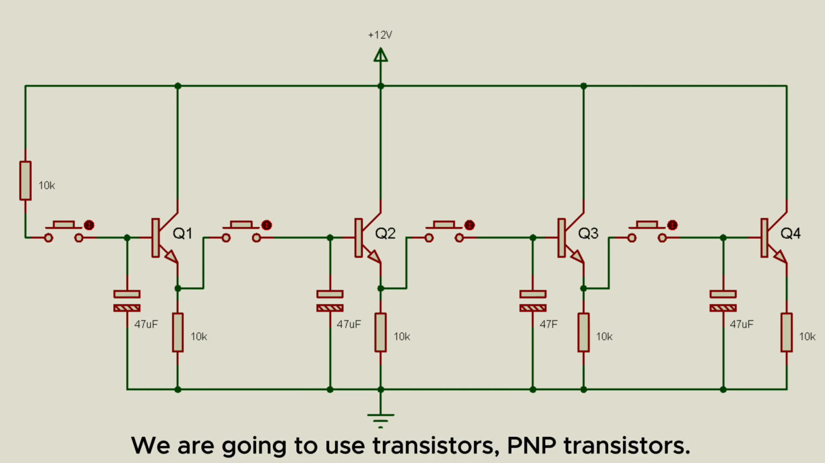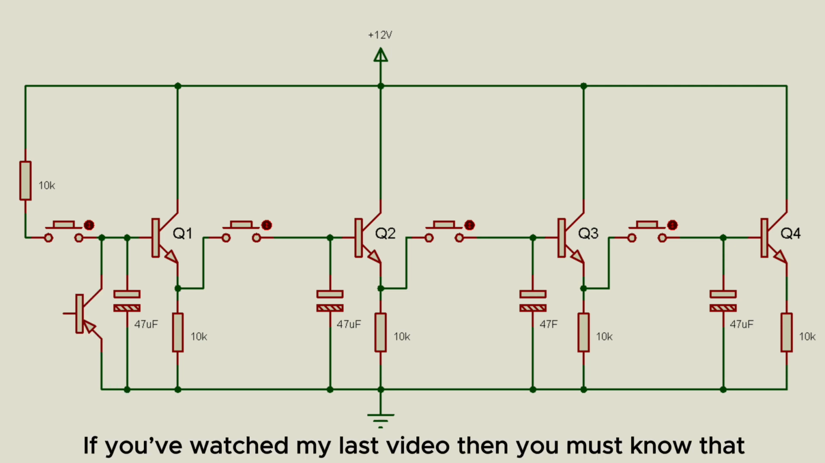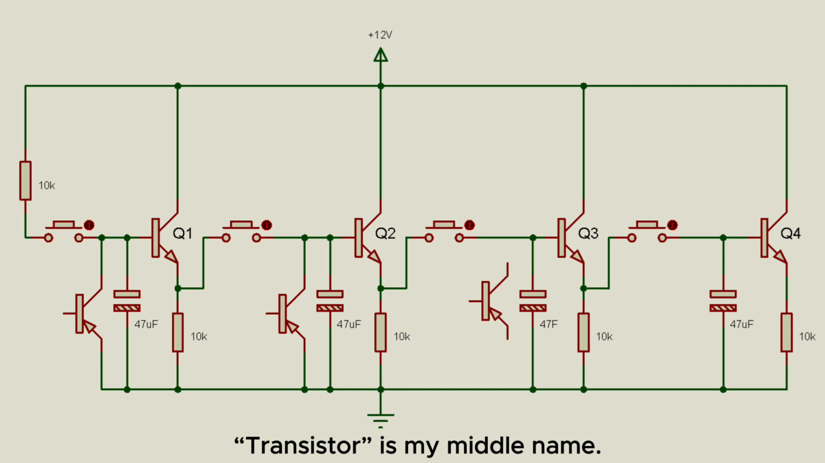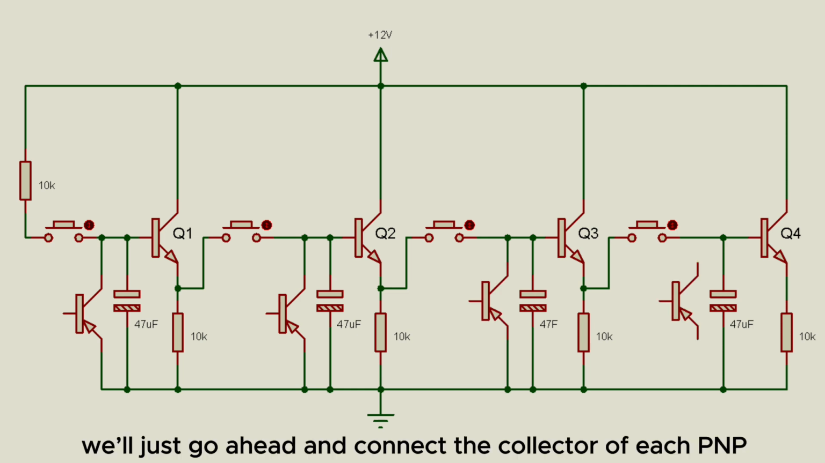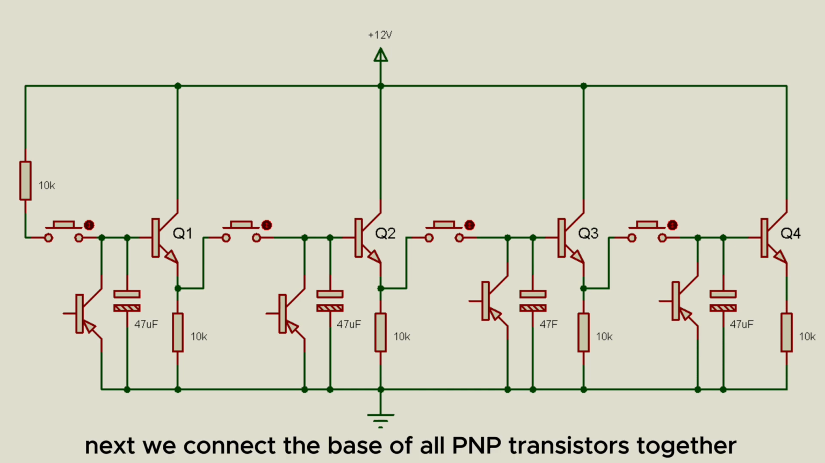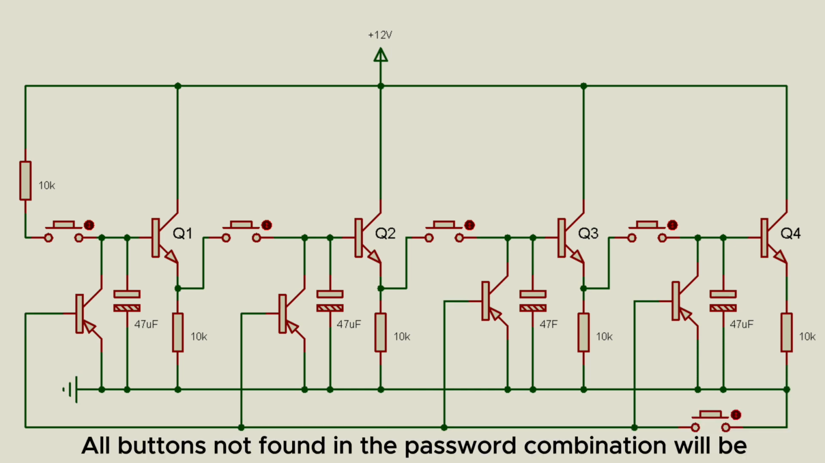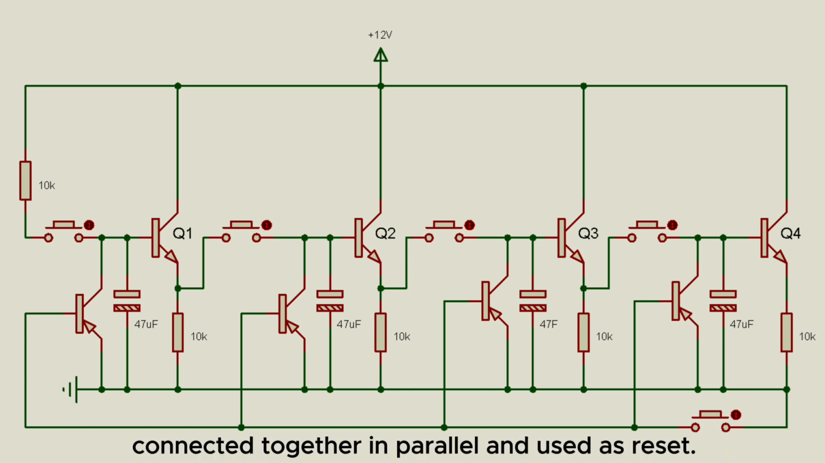We are going to use transistors, PNP transistors. If you have watched my previous video, then you must know that transistor is my middle name. We will just go ahead and connect the collector of each PNP to the base of an NPN. All emitters are sent to ground. Next, we connect the base of all PNP transistors together and we add a reset button linking it to the ground. All buttons not found in the password combination will be connected together in parallel and used as resets.